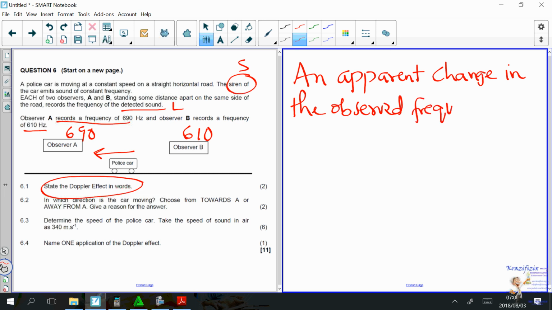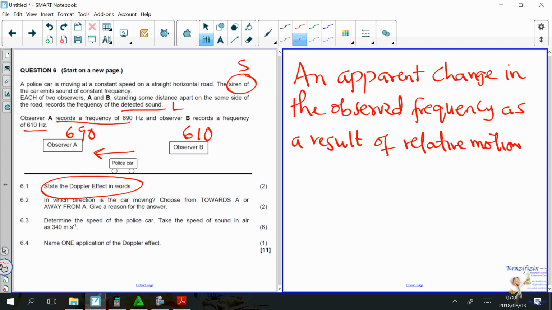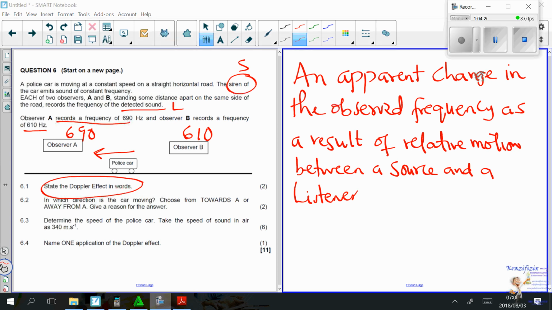In the observed frequency, as a result of the relative motion between a source and a listener. All right, that's the definition.